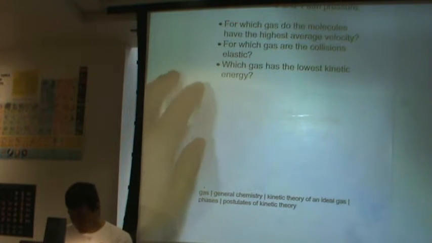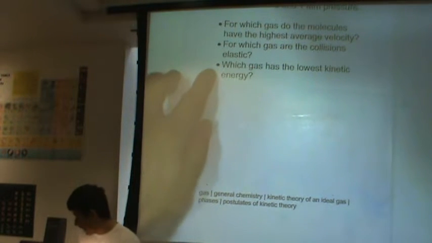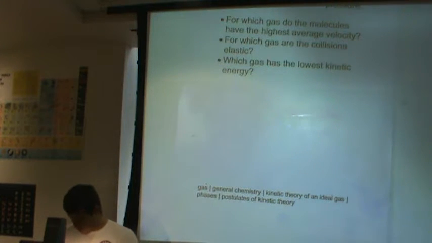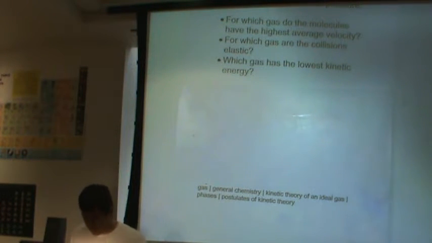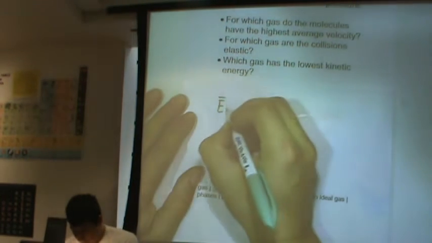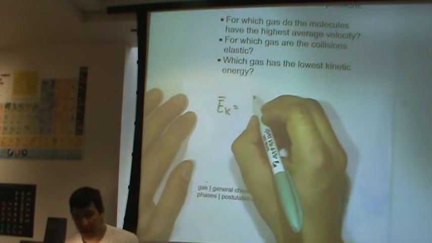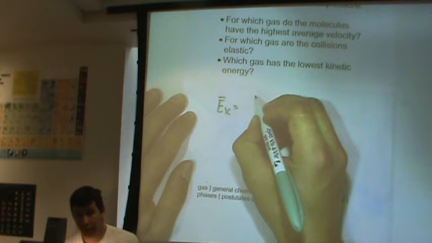And then finally, which gas has the lowest kinetic energy? Well, our kinetic energy equation is EK is equal to 3/2 RT. 3/2 RT.